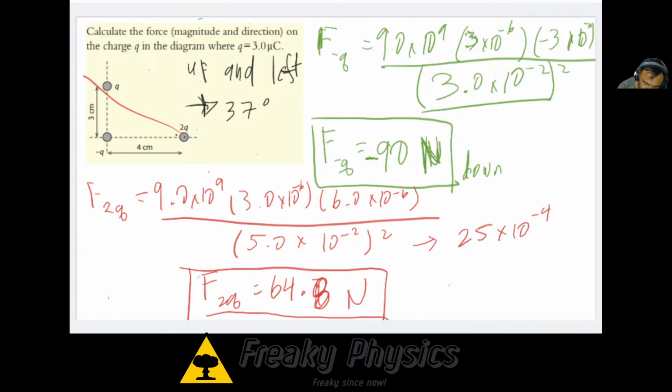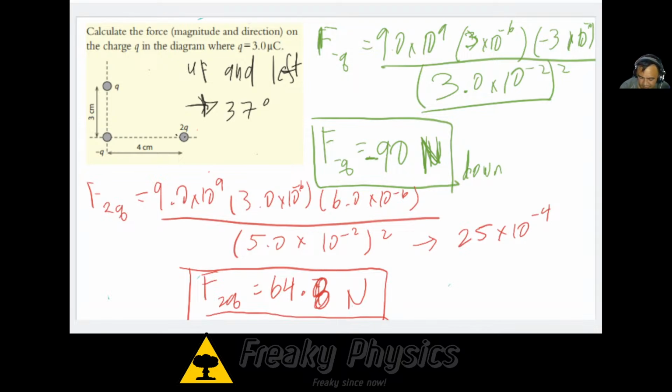2Q exerts that force this way, right? That means it's exerting a force going this way, and a component of that same force is going upwards, like that. So again, that's our actual arrow. This is the horizontal component. That's the vertical component.